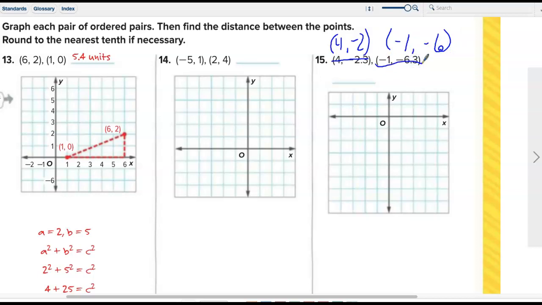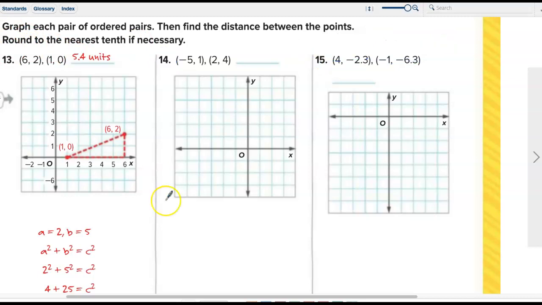Do we have to start writing on this? On number 14 and number 15, you're going to graph and then use the Pythagorean theorem. So no, you will not use your notebook for that. Would you guys let me finish, please?